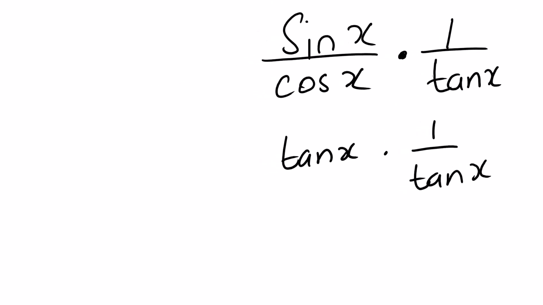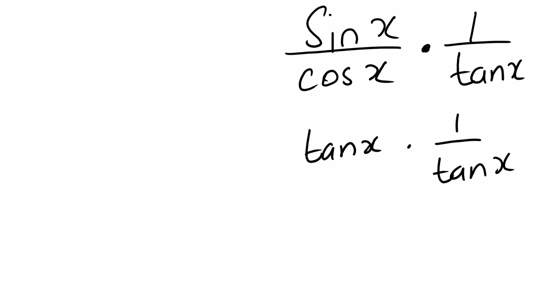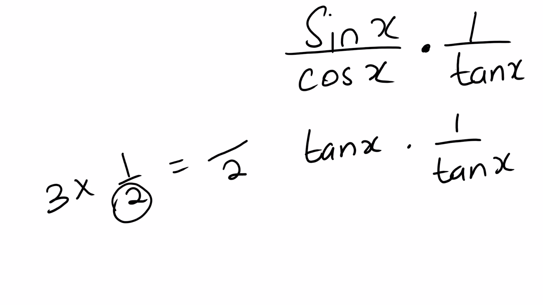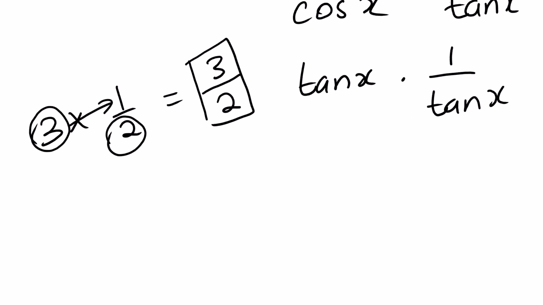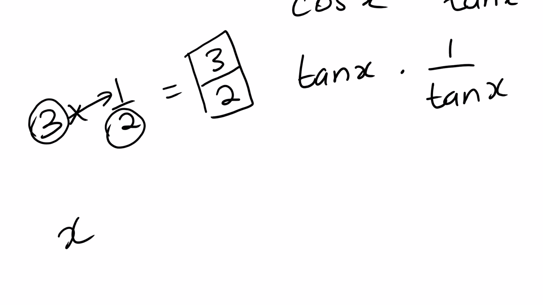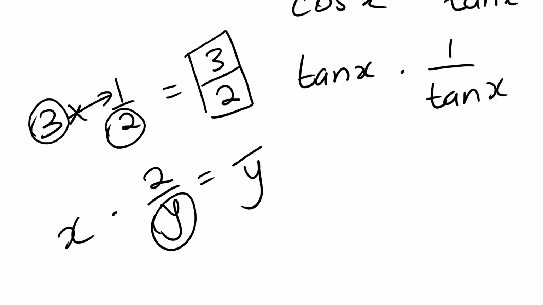Let us quickly look at how to multiply a fraction and a whole number. Suppose you have 3 multiplied by 1 over 2. Just know that this denominator will always be part of the answer, and then you simply multiply this whole number and the numerator. 3 multiplied by 1 it's 3. This is our answer. X multiplied by 2 over y. This will always be part of the answer. X multiplied by 2, we have 2x.